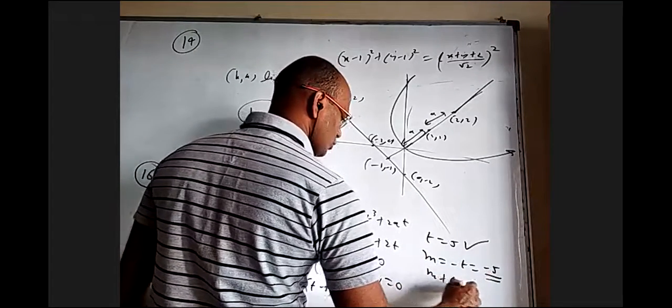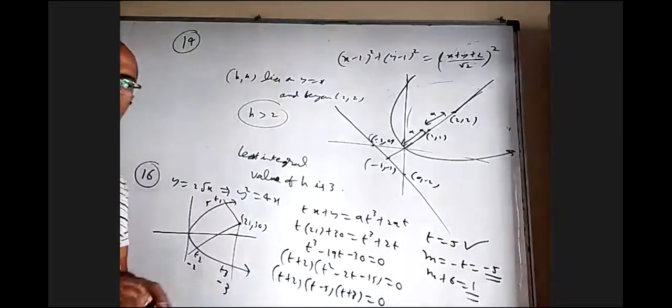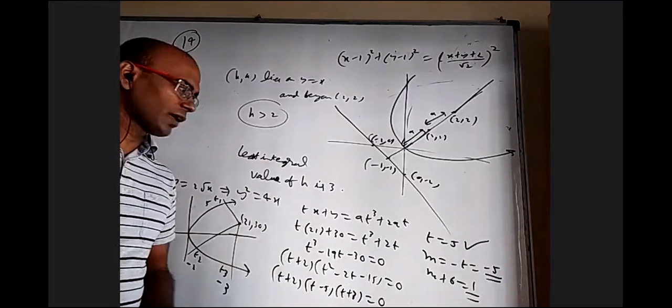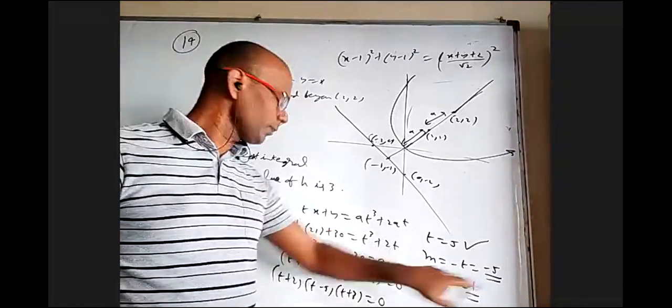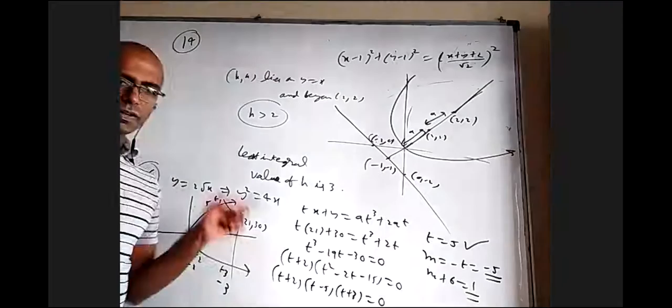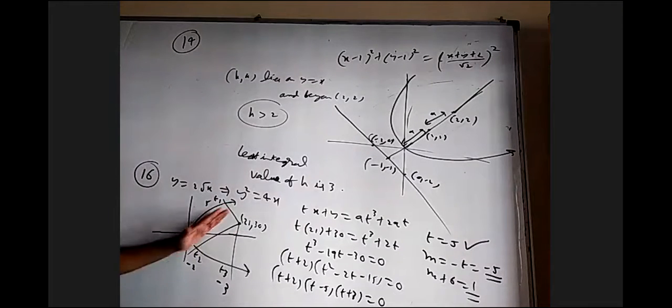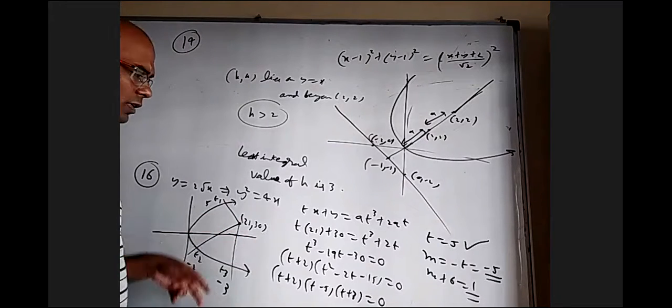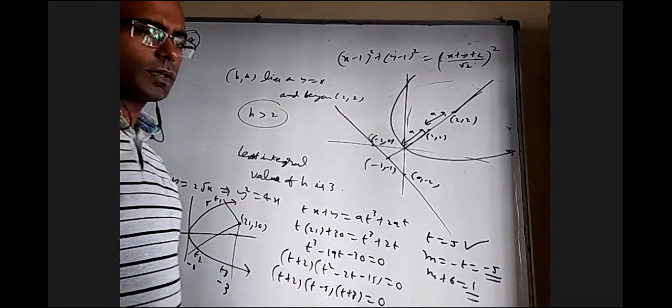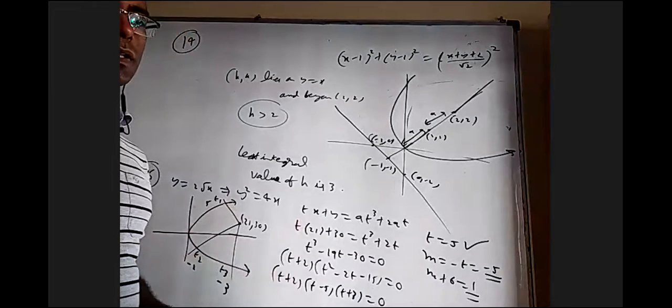Then m plus 6 will be 1. Otherwise, if you try to find the m value, you'll get 3 values: minus 5, plus 2 and plus 3 will come for m. But 2 and 3 are rejected because these are with positive slope, and these are with negative slope, or the parabola is opposite. Nothing new. When a point is given, 3 normals are there. But instead of giving the full parabola, they give half parabola.